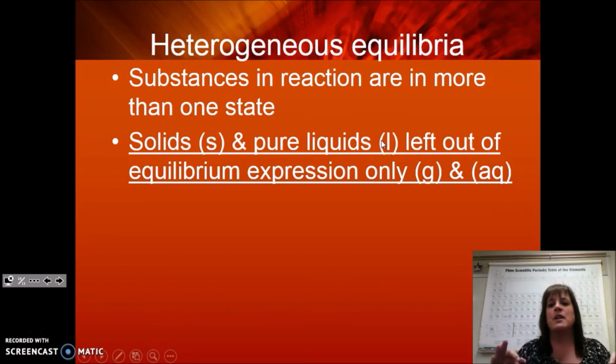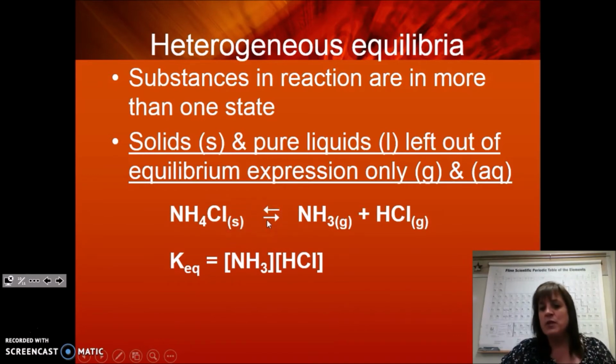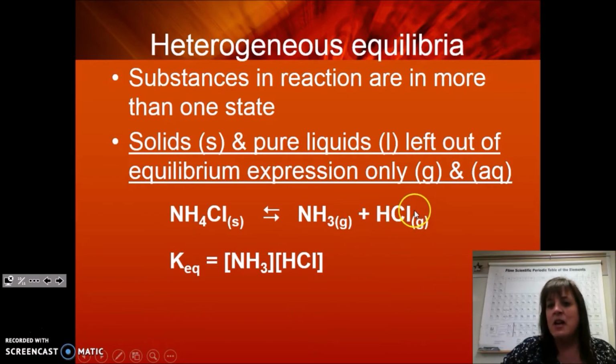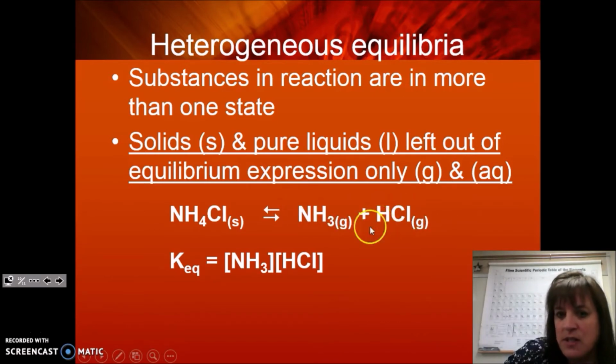The only things we put in a KEQ are gases or aqueous species, dissolved in water. So for example, if we take a look at this reaction, I have ammonium chloride, which is a solid, in a reversible reaction with ammonia gas and hydrochloric acid gas. When I write the equilibrium expression, I multiply my products' concentrations raised to the power of their coefficient. There's not one, so it's not there.